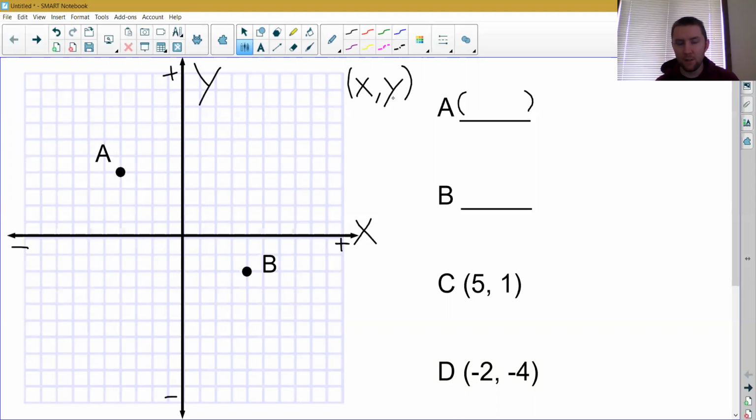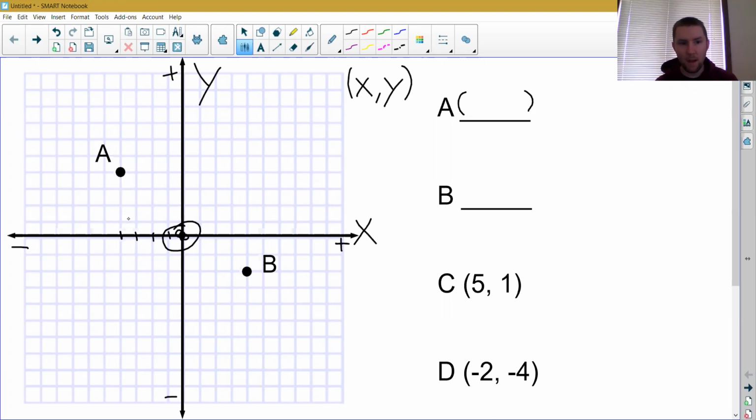So if, for example, I asked you to give me the coordinates of point A, this point right over here, the first thing that I need to decide is what is its coordinate in terms of the x direction. If I think about starting here at the origin, this right here is the origin, 0, 0, in order to get to point A, which direction do I have to go horizontally? Do I go left or do I go right? Well, in this case, I go to the left, and I go, let's see, 1, 2, 3, 4 spots, and now I'm directly underneath that point A.